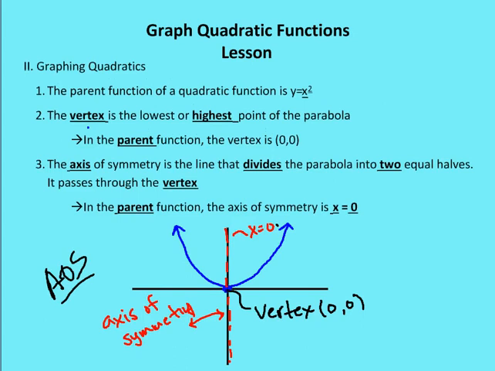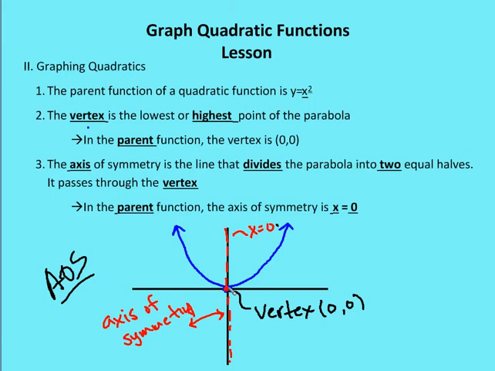The parent function of a quadratic function is y is equal to x squared. And y is equal to x squared is drawn below. The vertex is the lowest or the highest point of the parabola. So in this case, here's my vertex. It's the lowest point of the parabola. In the parent function, y is equal to x squared, the vertex is 0, 0.